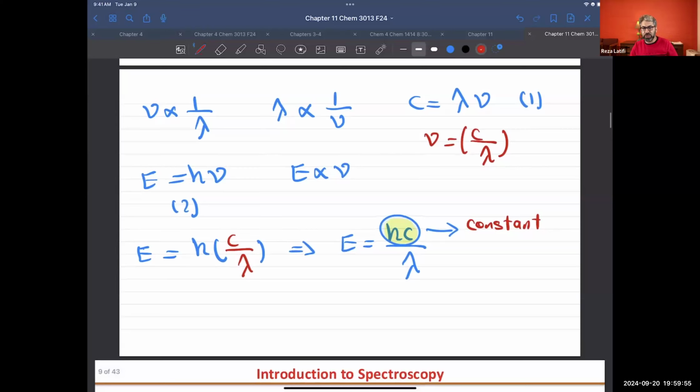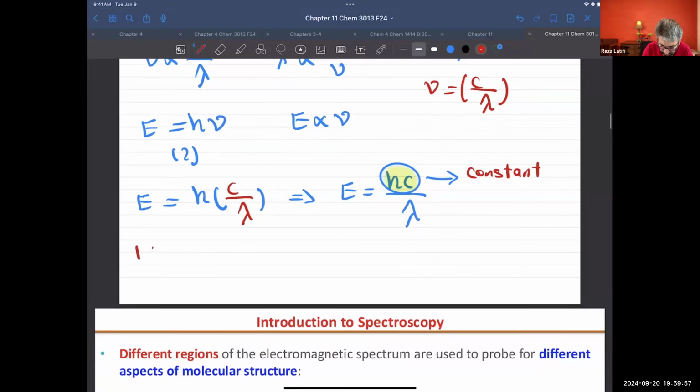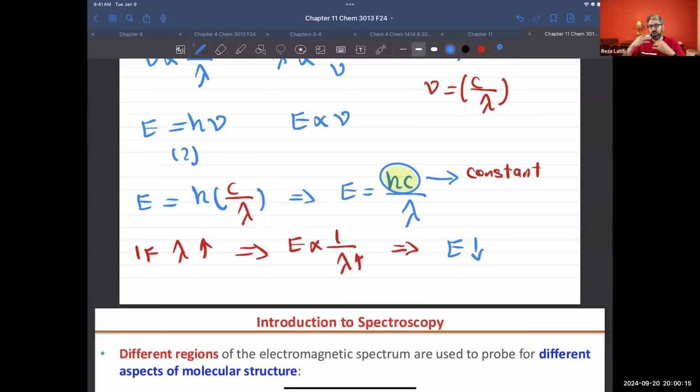Now, what will happen if I increase the wavelength? If wavelength goes up, in that case, hc will be divided by a bigger number, and that's going to give you smaller energy. So as wavelength goes up, energy will go down. And if wavelength goes down, because energy is inversely connected to the wavelength, that's going to give you a higher amount of energy.